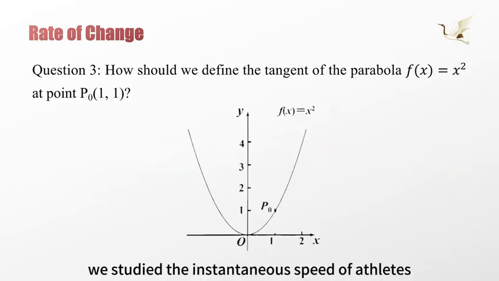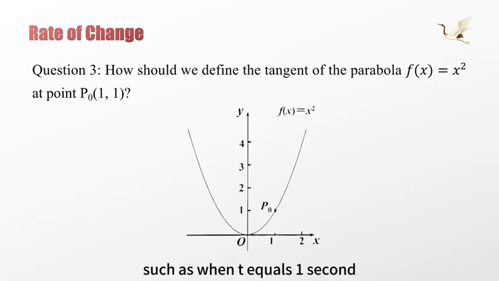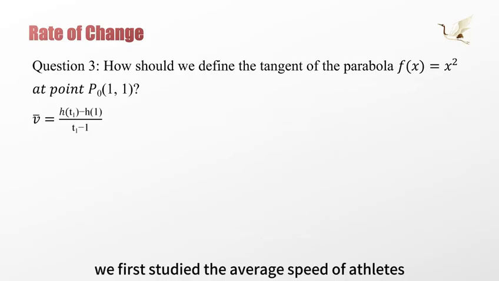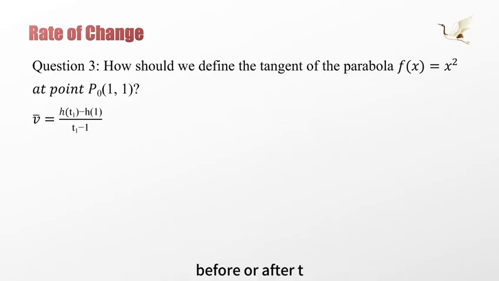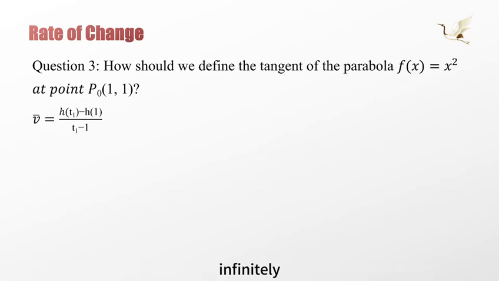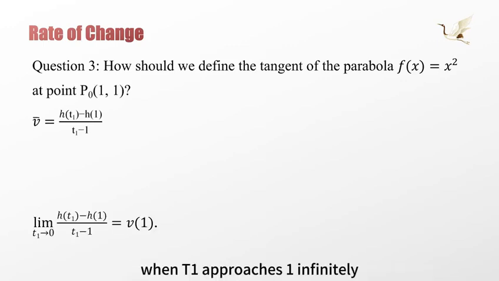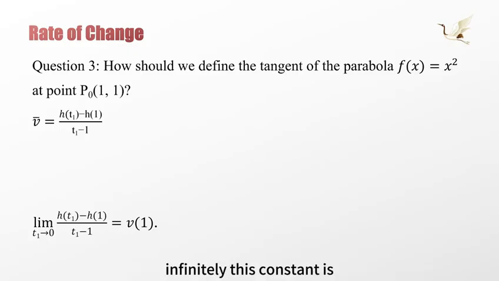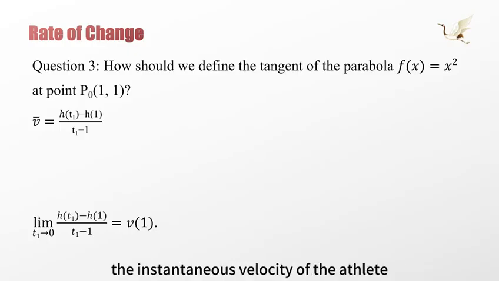In the last class, we studied the instantaneous speed of athletes at a certain moment, such as when t equals 1 second. We first studied the average speed of athletes during a certain period before or after t equals 1 second, such as from 1 second to t1 second. Further reduce the time interval until delta t approaches 0 infinitely. When t1 approaches 1 infinitely, the average velocity will approach a constant infinitely. This constant is the instantaneous velocity of the athlete when t equals 1 second.